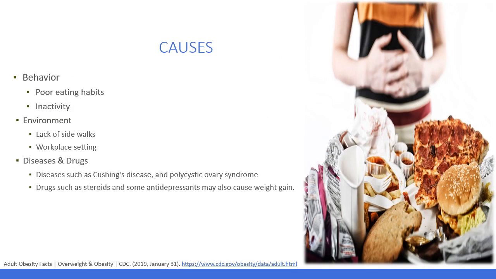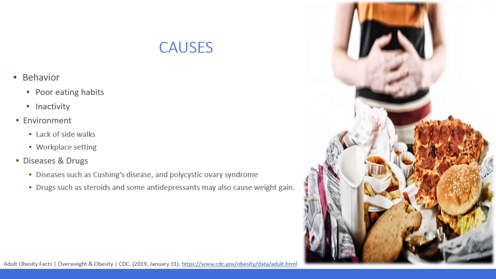There are three main causes attributed to adult weight gain: behavior, environment, and disease and drugs. For behavior, poor eating habits and inactivity have been attributed. Poor eating habits include a poor, not very balanced diet, not getting enough whole foods, vitamins, and nutrients, and eating highly processed foods such as fast food, chips, candy, etc. The second in behavior is inactivity or sedentary behavior, where a person won't get up regularly, will sit a lot, and won't do a lot of activity.